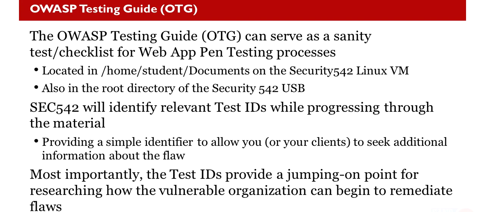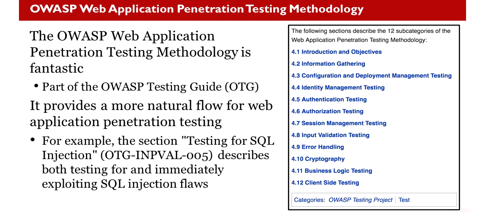So the OWASP testing guide is how to perform web app pen testing. We have a copy in your VM, and we'll reference these test IDs as we go through the week. It's really good. Again, if you're in the position of hiring pen testers, and you're wondering, am I getting good value for my pen test? Seeing that they're following stuff like this is one indication of that, right?